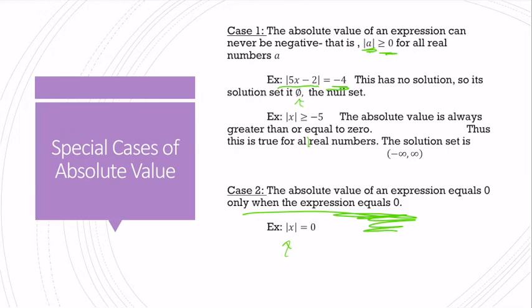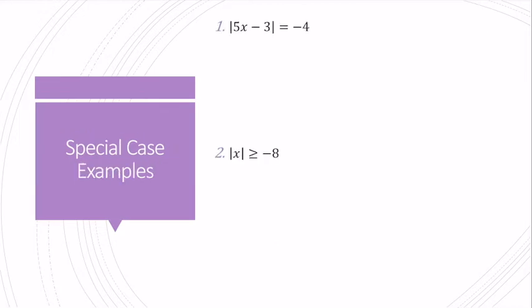So let's look at a couple of these examples. So here I have the absolute value of 5x minus 3 equals negative 4. Well, absolute value can never be negative. So the solution here is there's no solutions, it's the null set. Now I have the absolute value of x is greater than or equal to negative 8. This is always going to be true, right? Regardless of whether x was positive or negative. So my solution set goes from negative infinity to positive infinity.